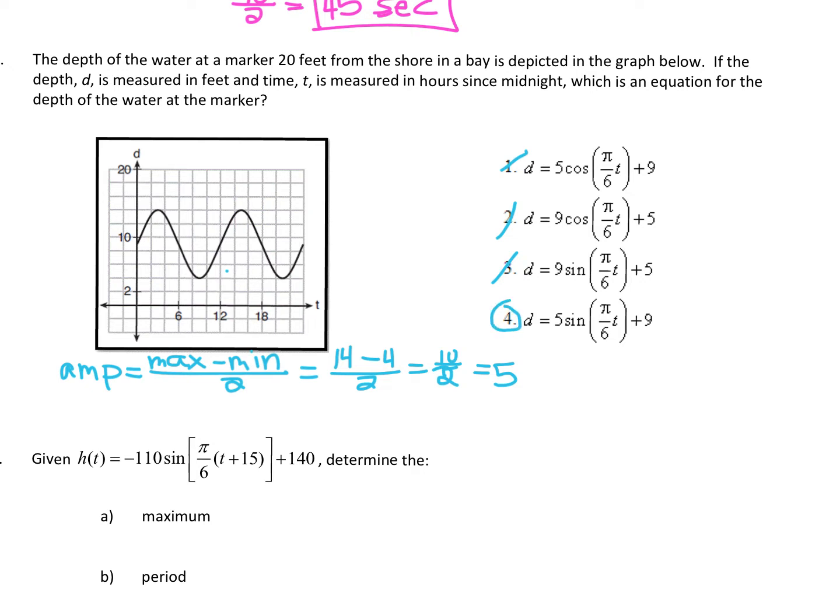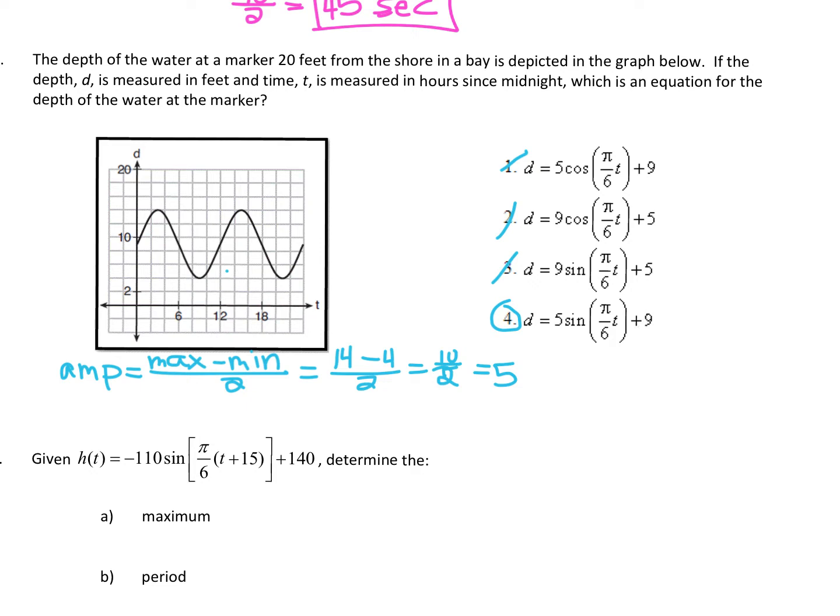Now, I'm going to go into more detail about this. If you understand it, you can kind of go to the next question, but I'm going to just quickly go over where this frequency comes from and where this vertical shift comes from. But let me start with the vertical shift. So this plus 9 at the end.